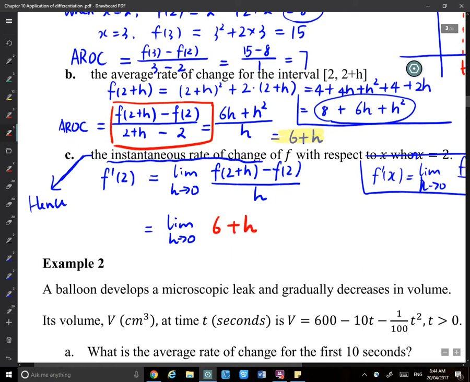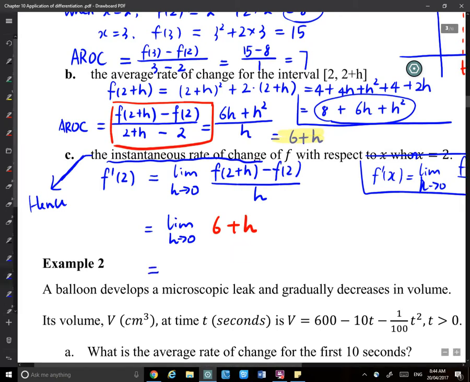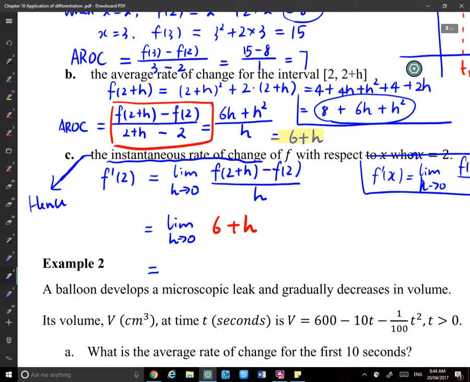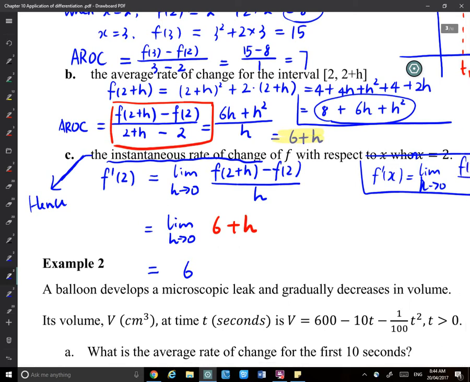No, that is 6 + h. You just worked it out in the previous line. That is 6 + h. And h approaching 0, not in the denominator, you can directly do the substitution, which gives you 6. So f'(2) is 6. It will be the same as if you do f'(x) and substitute 2 in. Okay, if the question says hence, you must use this method.